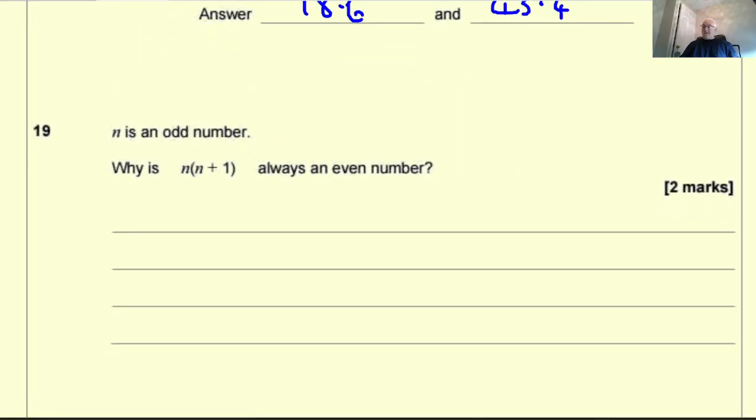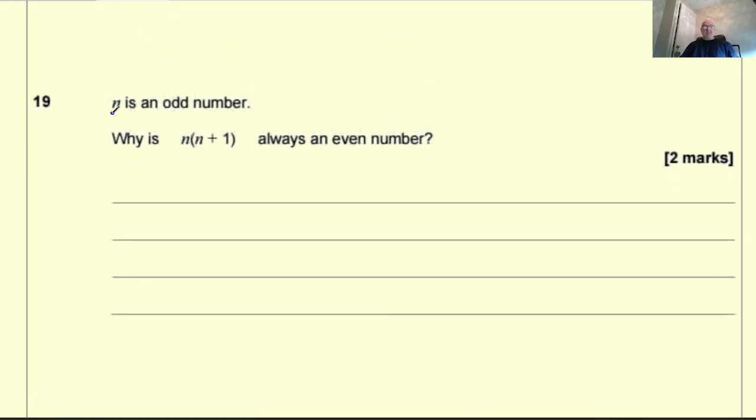N is an odd number. Okay, so really important. N is odd. So odd numbers 1, 3, 5, 7, 9. Any odd number ends in 1, 3, 5, 7 or 9. Why is N, bracket N plus 1, always an even number?